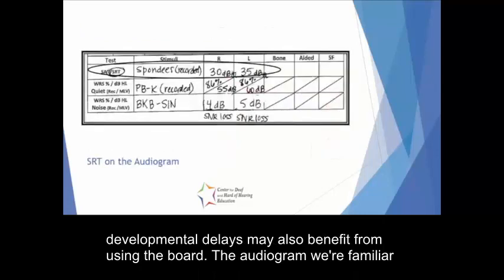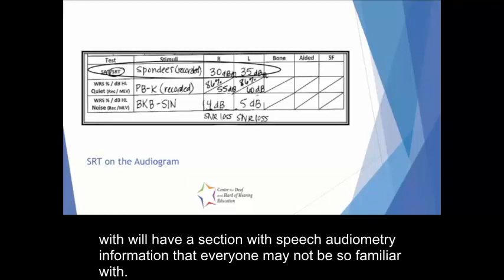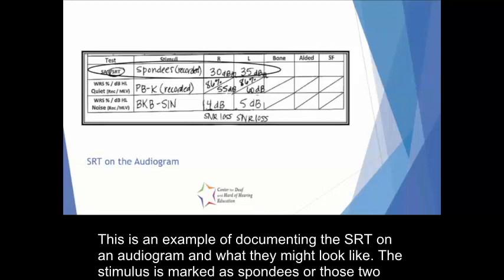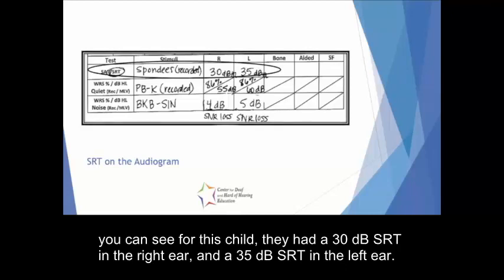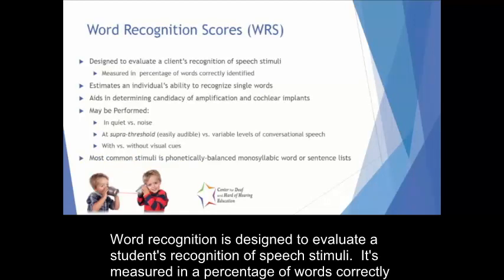The audiogram we're familiar with will have a section with speech audiometry information that everyone may not be so familiar with. This is an example of documenting the SRT on an audiogram and what that might look like. The stimulus is marked as spondees, those two-syllable words with equal stress, with a level in decibels indicating the threshold obtained. As you can see, for this child, they had a 30 dB SRT in the right ear and a 35 dB SRT in the left ear. Word recognition is designed to evaluate a student's recognition of speech stimuli.